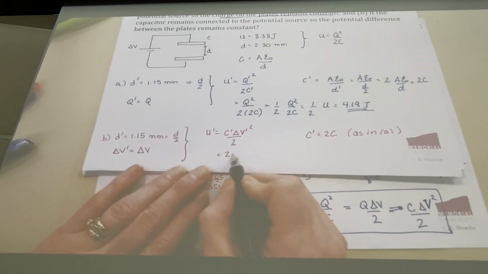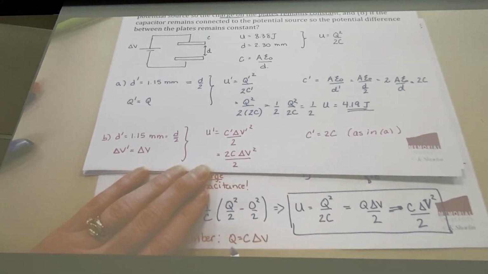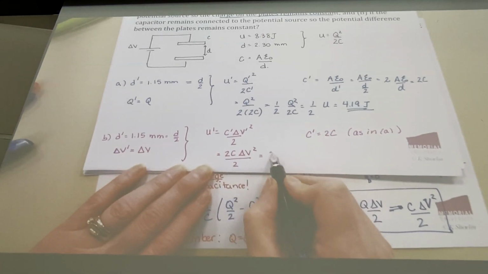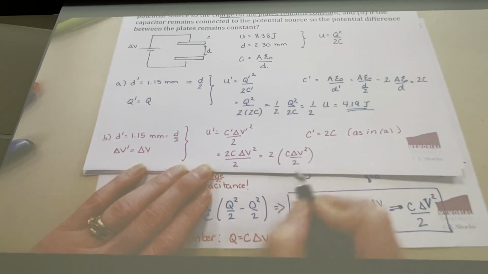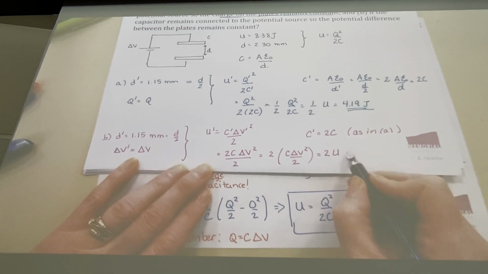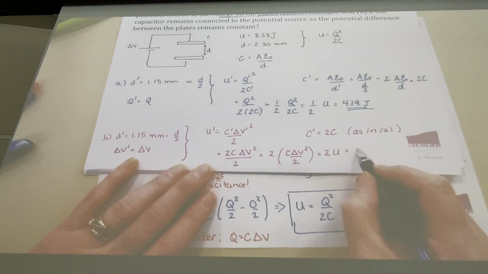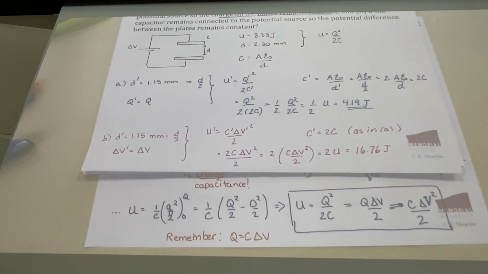So I've got 2 times C times delta V squared over 2 equals 2 outside of C times delta V squared over 2. C delta V squared over 2 is the original energy. So this time it doubles, 16.76 joules. Okay, so the behavior matters whether you disconnect the battery first or not, because that's kind of what impacts the charge and the potential difference.